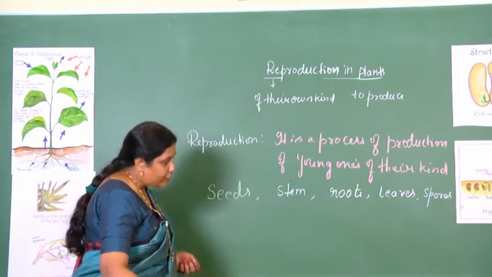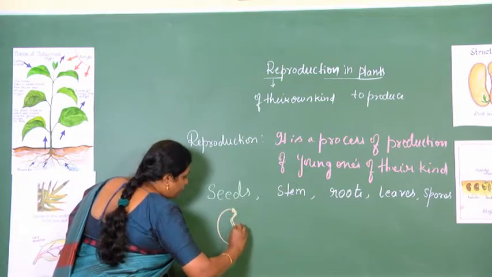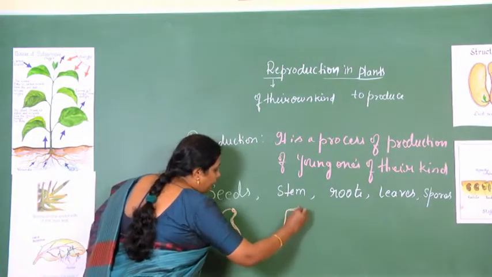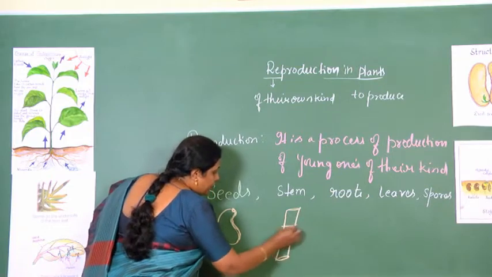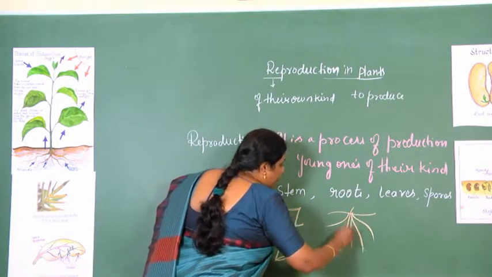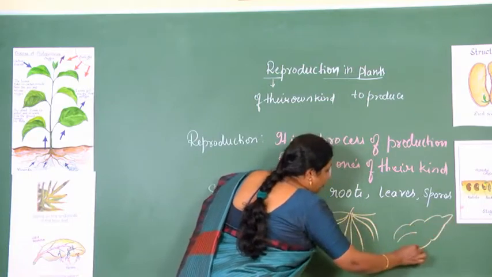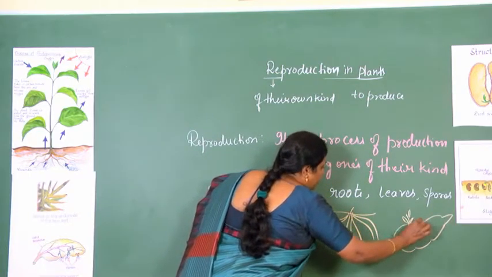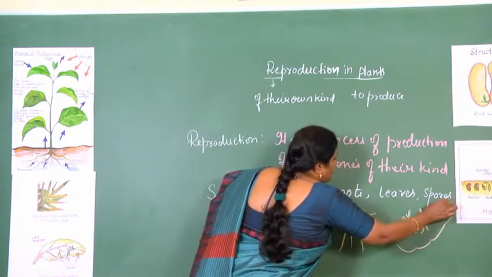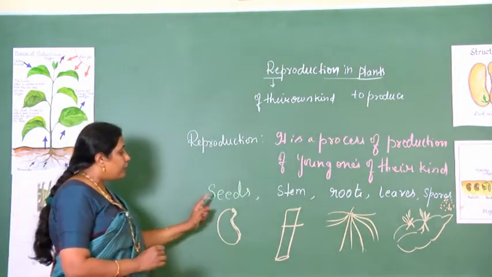Isn't it? Listen, students. Some of the plants can be produced by the seeds. Some of the plants can be produced by the stem. Some of the plants can be produced through the roots. Some of the plants can be produced from the leaves. Similarly, some of the plants can be produced by the small seeds called spores.